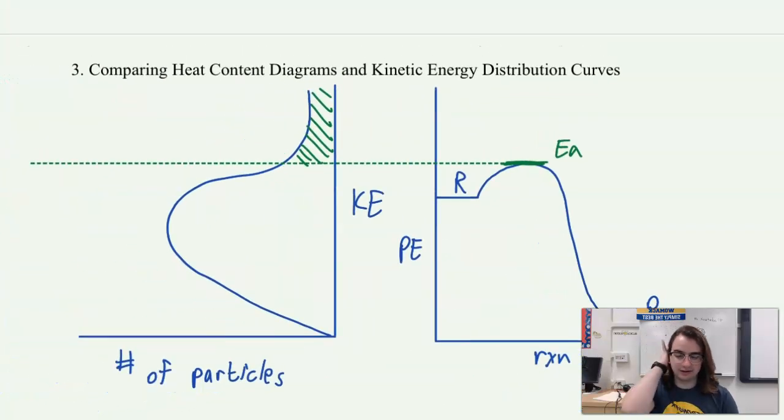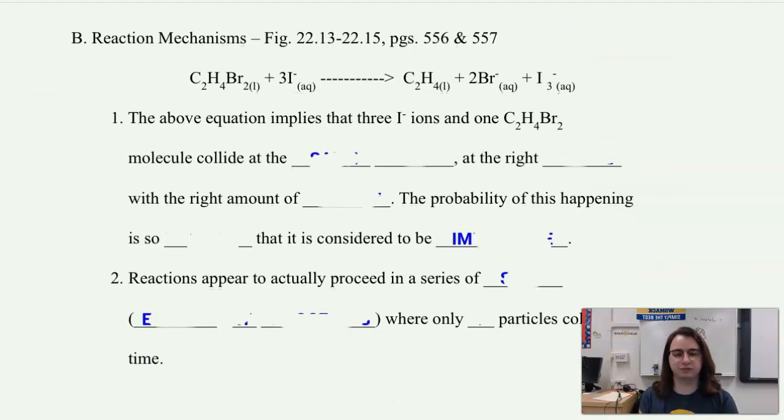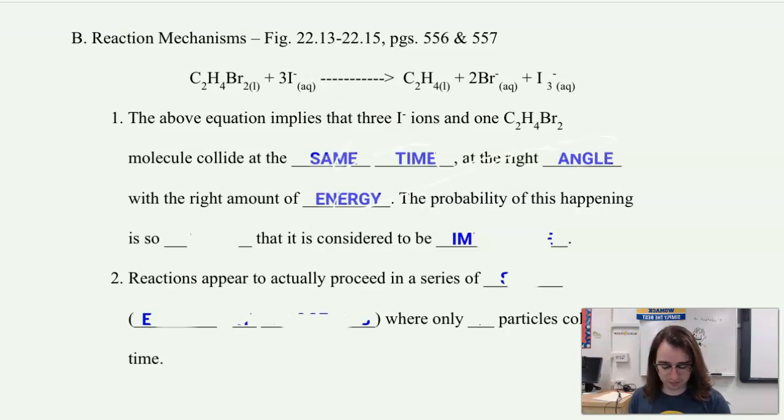So now that we have an idea of these graphs, let's talk about mechanisms themselves. A reaction mechanism, first let's consider the top equation that we see there. That top equation is pretty complex, but what it's implying is even more complex. What it's implying is that those four particles on the reactant side, the 1 C2H4Br2 and the 3 I minuses, are apparently all colliding with each other at the same time, at the right location, and with just enough energy to react into all of those products all at once. Like they just go bam, and then everything becomes products. And that seems a little unlikely.